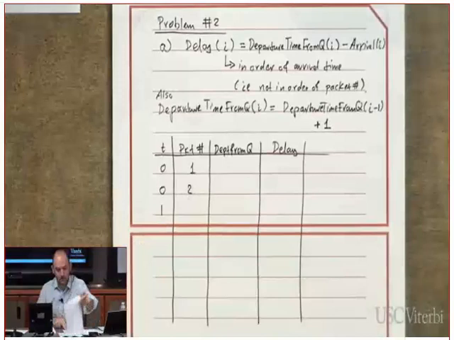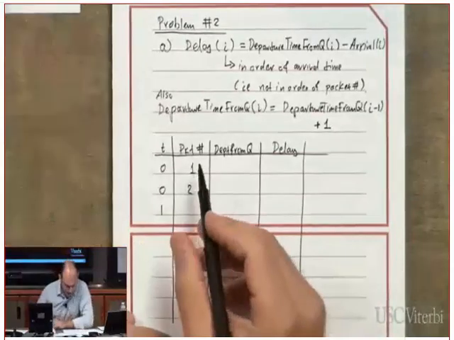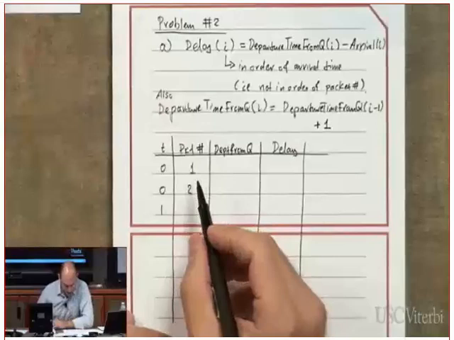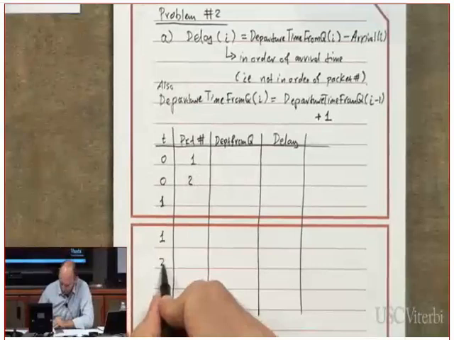And this happens because if you go one by one, you see that the server is always busy, so a new packet starts when the previous one leaves. Okay?